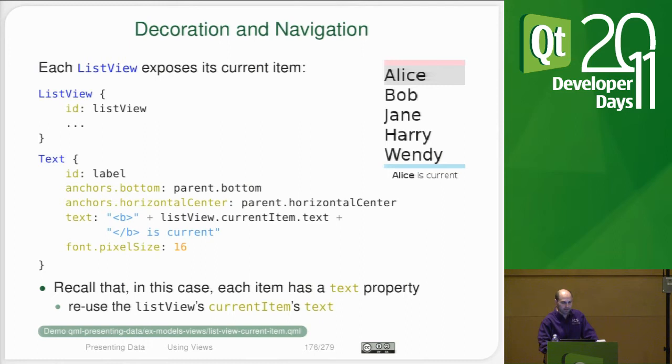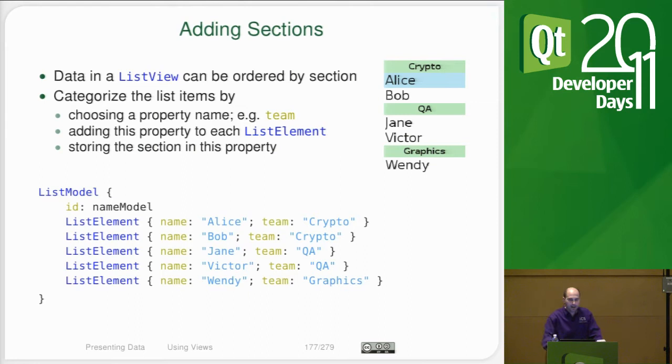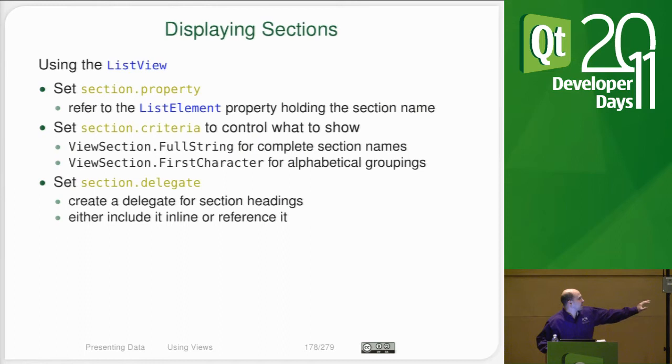There is also the concept of having sections in your lists. So this is a tree-like type of thing. But it's not really a tree. What you're doing is you're taking a data model, which is flat data, and you're basically going to arrange it into sections based on the data. So you can almost think of it as a mimic of a tree rather than being a true tree. So here, in your list view, there is the section property and section criteria. So you can decide what gets shown in each section. And each section can have a delegate for its section headings.